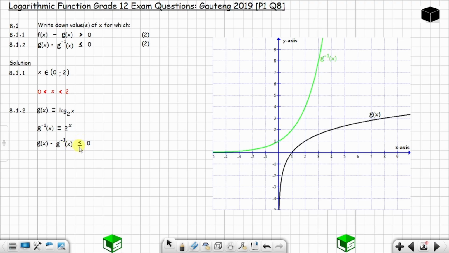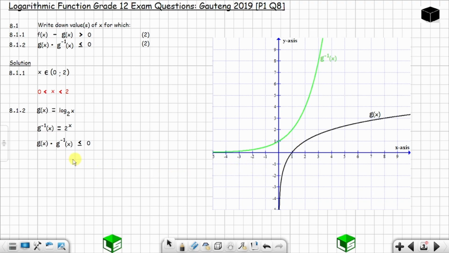You also have equal to 0. Can you see you have an equal sign there? Equal to 0. So you need to have either of them equal to 0 or both of them 0, because you know that when you have times 0, you're going to have equal to 0. So the graph of g is equal to 0 at 1. So when this is 0 there, times this one, you're going to get equal to 0. Okay, so 1 is included. You're going to show that with a square bracket.